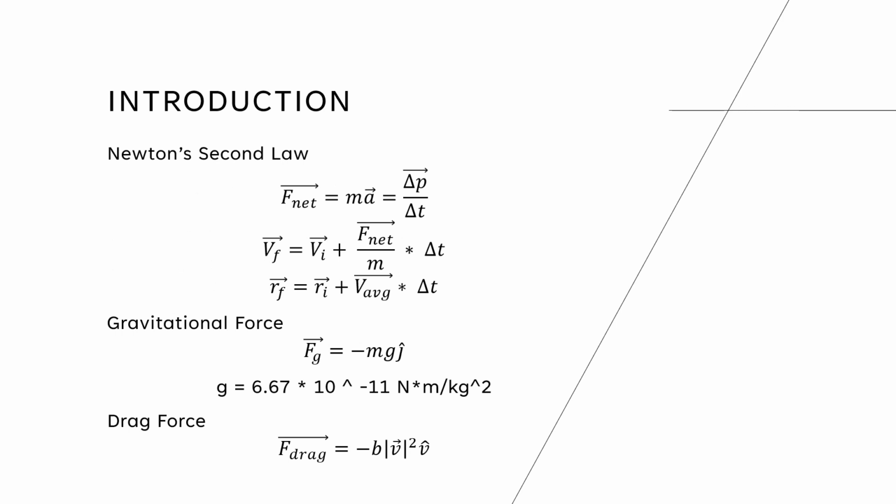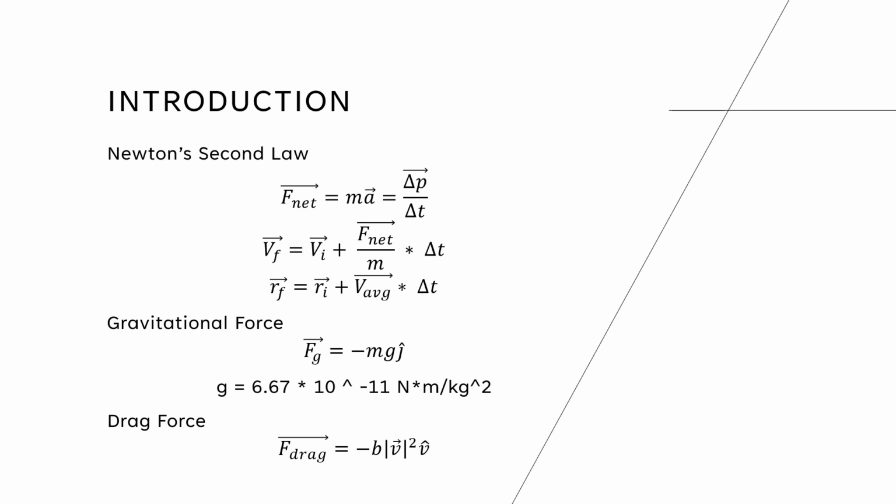The physical principles that are used are still mainly Newton's second law. The net force is equal to mass times acceleration, which is also equal to the change in momentum over time. The velocity and position update formulas are also going to be used. In this lab, as the object is free-falling, the most significant force acting upon the object is going to be gravitational force, which is determined by the object's mass times the gravitational constant.